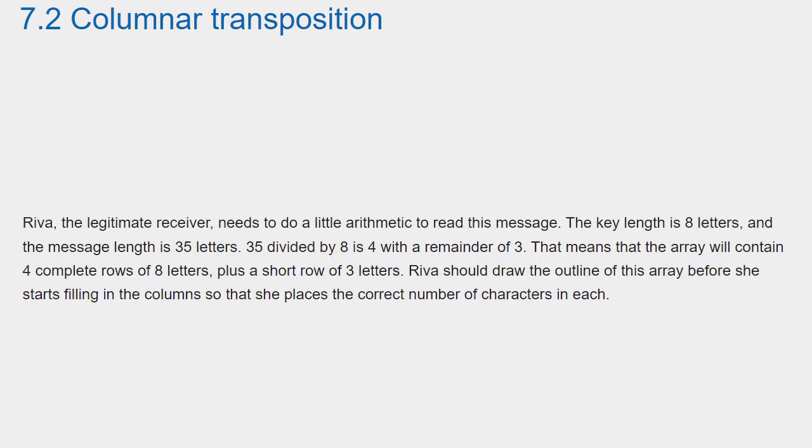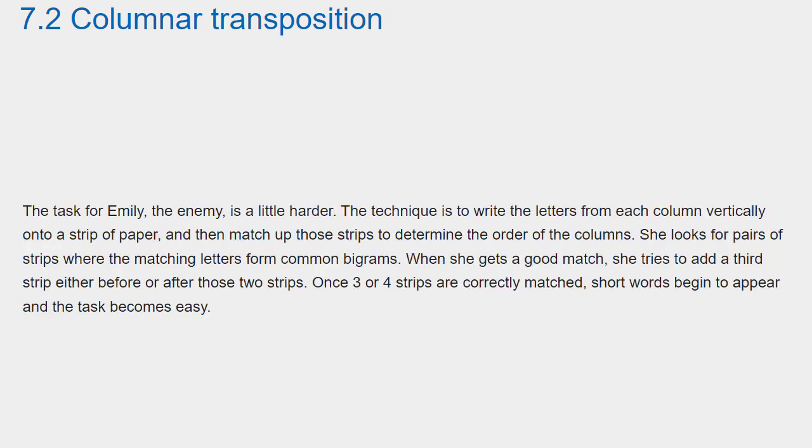Reaver, the legitimate receiver, needs to do a little arithmetic to read the message. The key length is 8 letters, and the message length is 35 letters. 35 divided by 8 is 4, with a remainder of 3. That means that the array will contain 4 complete rows of 8 letters, plus a short row of 3 letters. Reaver should draw the outline of this array before she starts filling in the columns, so that she places the correct number of characters in each.